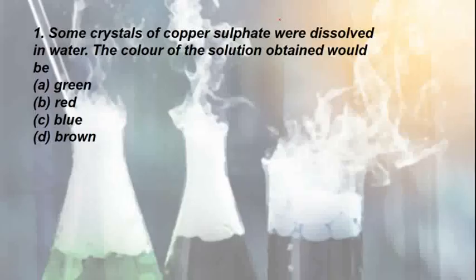These questions you cannot find in your textbook, so please concentrate and pause the video and try to answer the questions. The first question of MCQ: some crystals of copper sulfate were dissolved in water. The color of the solution obtained would be. They have said that some crystals of copper sulfate, CuSO4, are dissolved in water. Then the solution color turns what? The options are green, red, blue and brown.